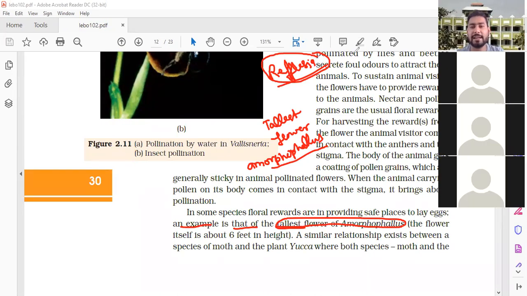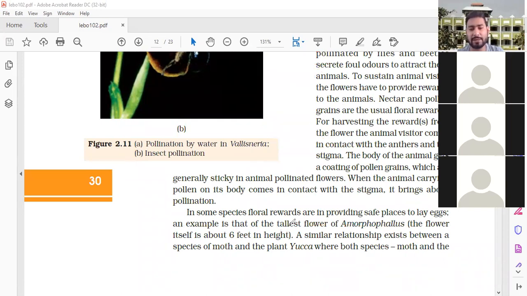Okay. So this is the tallest flower, and this tallest flower is the Amorphophallus. The flower itself is about 6 feet in height. Oh, that is too much. They are saying 6 feet, like our height. My height is also 5 feet something. So not full 6 feet, but this flower is up to my height. Somebody in your class is also not more than this height. So the flower height is similar to my height. Amorphophallus, the flower height is 6 feet.